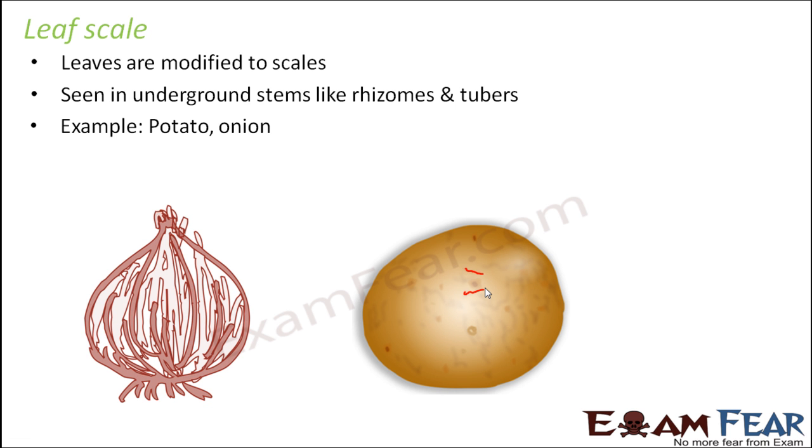Similarly, in case of onion also, we have scale leaves. As I discussed just now, the outermost layers of the bulb are the scale leaves, whereas the innermost layers are the fleshy leaves. So the scale leaves here also ensure protection because they are the outermost layer, so they need to protect things which are there inside. So the purpose of leaf scale is protection.